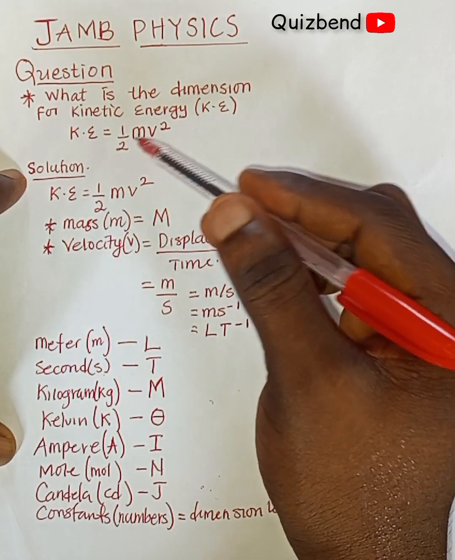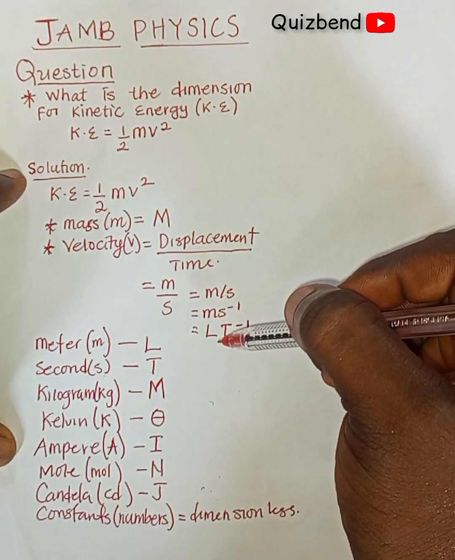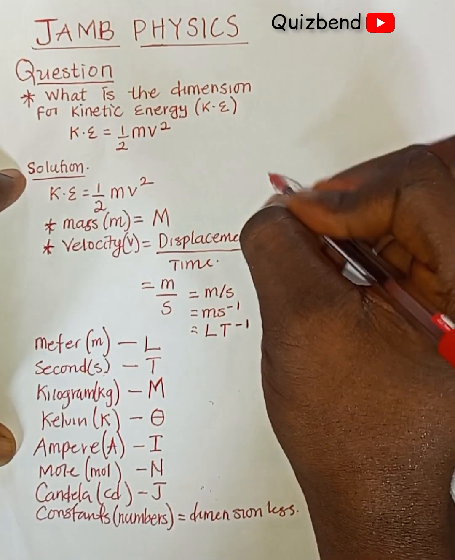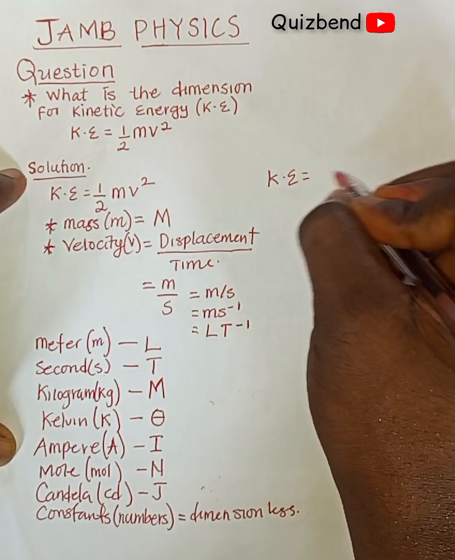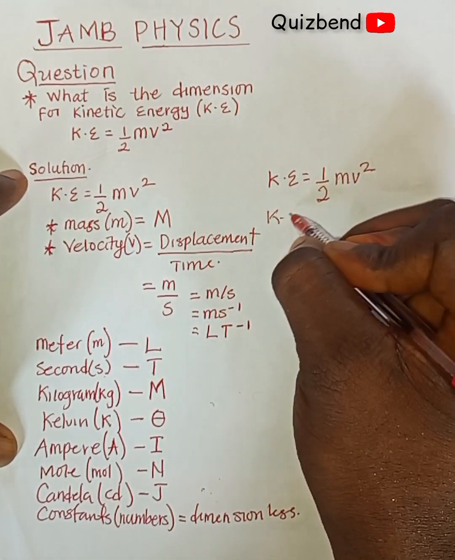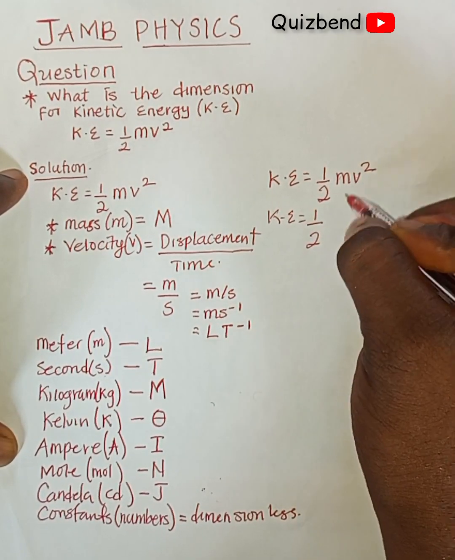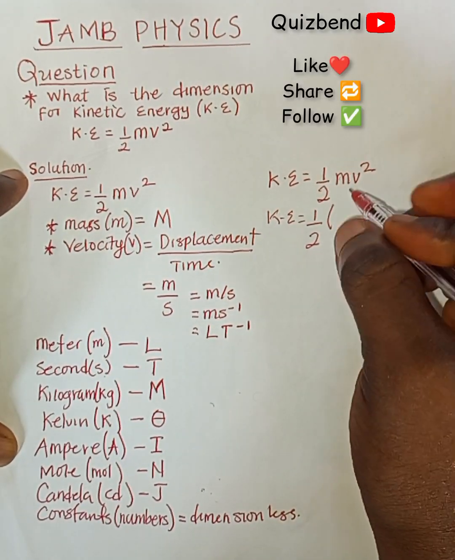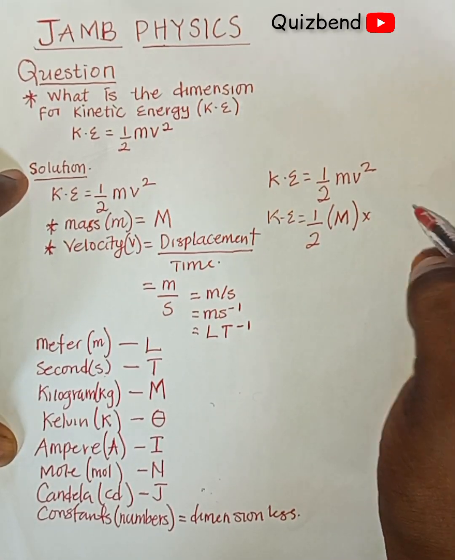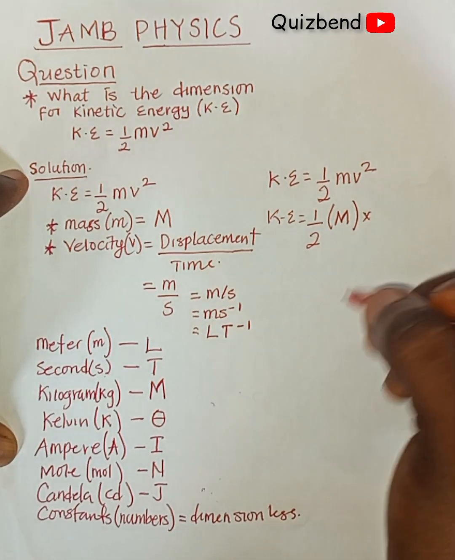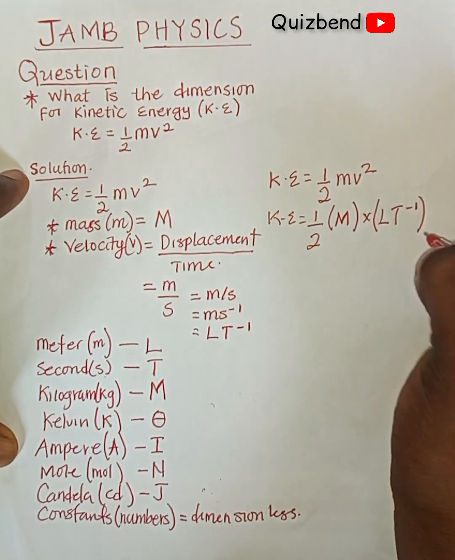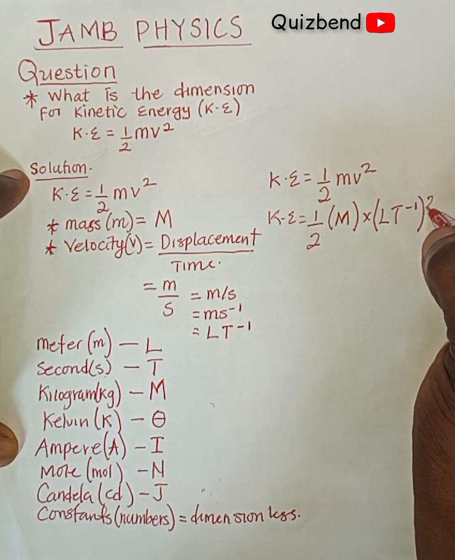Now we can go straight and get the dimension for kinetic energy, which is half mv squared, by substituting the respective dimensions of mass and velocity. From our formula, KE is equal to 1/2 mv squared. The dimension for mass is capital letter M, times the dimension for velocity, which is given already, LT raised to the power of -1. And remember that velocity was raised to the power of 2. Don't ignore it, put it there as well.